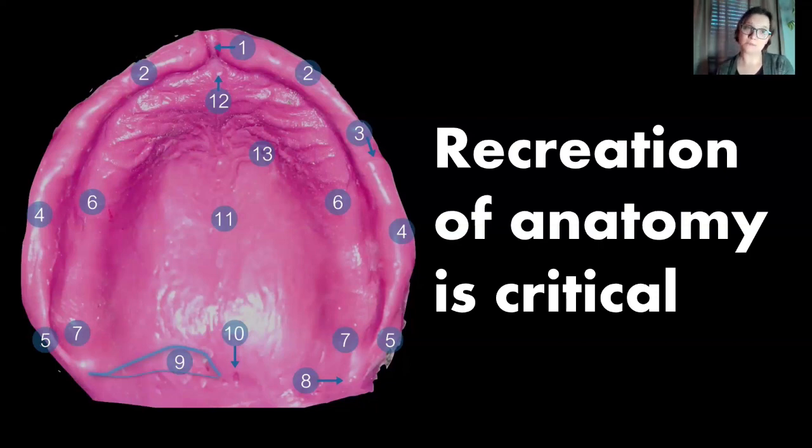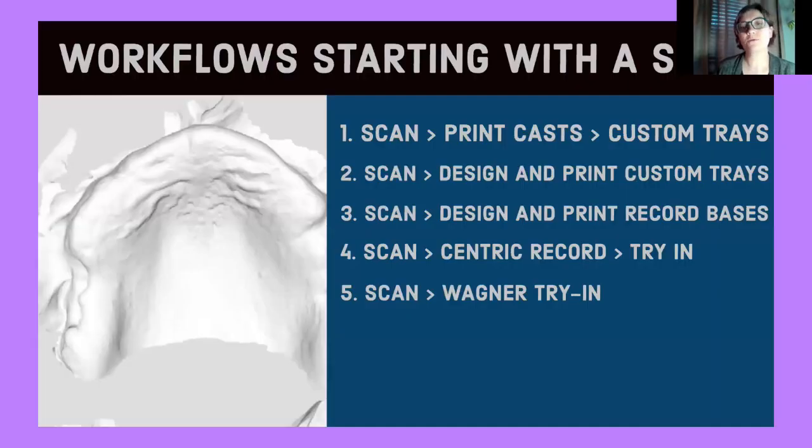You need to be able to see the patient's soft tissue landmarks. You need to especially see that posterior area with a retromolar pad and the tuberosities and the vibrating lines. So make sure that you are capturing your patient's anatomy as you go through these workflows.